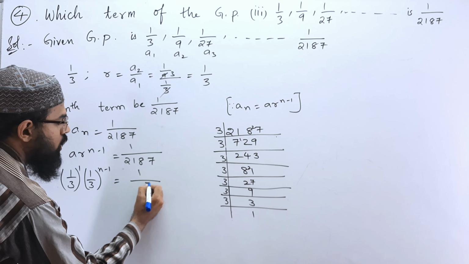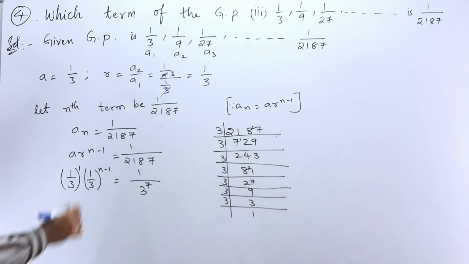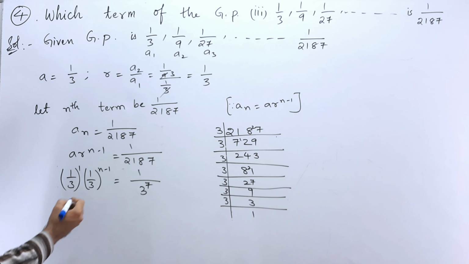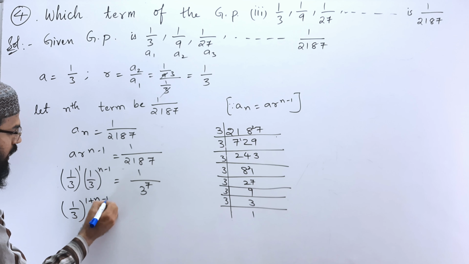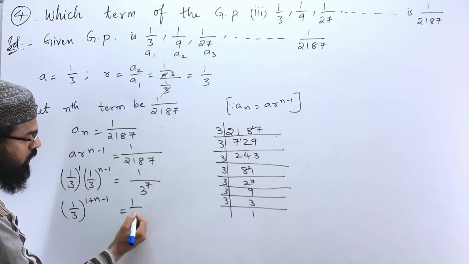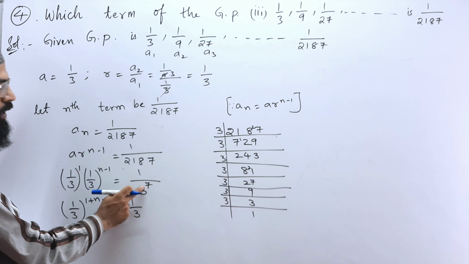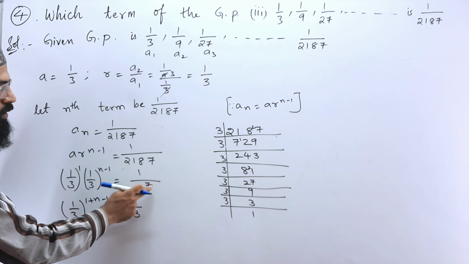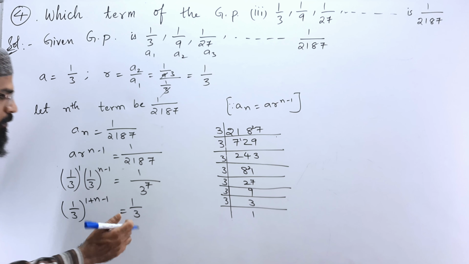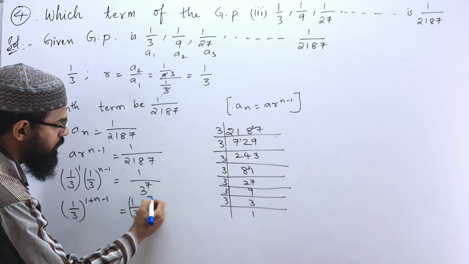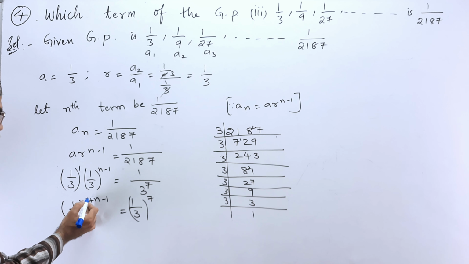So 3 to the power of 7. When the bases are same, power should be added. So 1 by 3 whole to the power of 1 plus n minus 1 is equal to 1 by 3. Here we can write this power 7 to both. Why? Because 1 to the power of 7 is 1. So that's why we can write 7. So plus 1 minus 1 cancel.